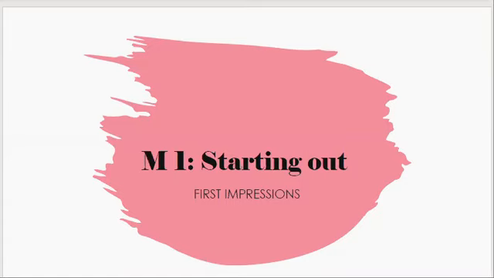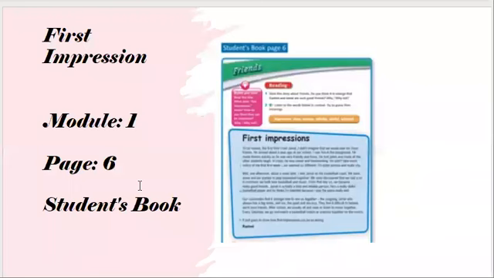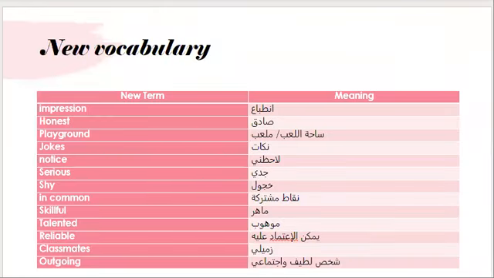Today we're going to start with the first module of this semester, starting with the first impressions reading text. You can find this paragraph in your student's book, page 6, module 1. First impressions: we're going to get to know the new terms, their meanings, and the ideas of this reading text, and understand it together.